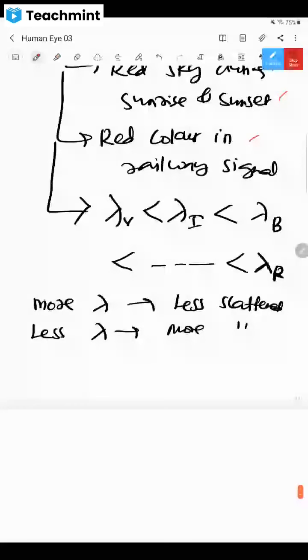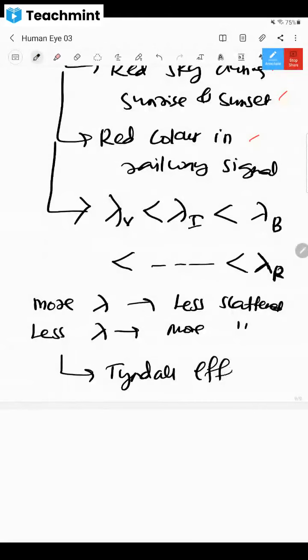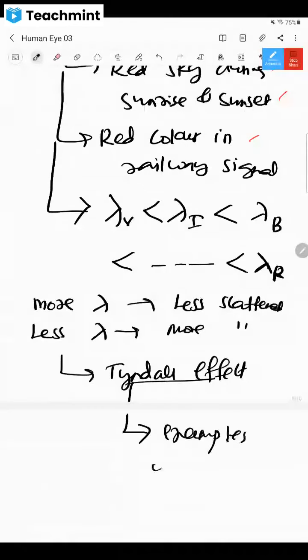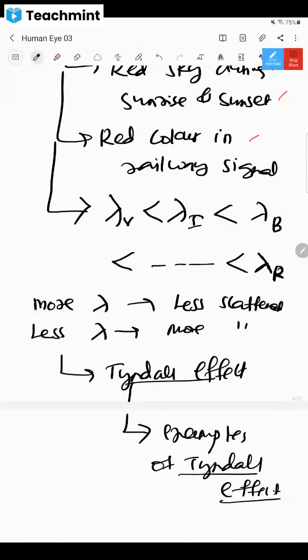And after that, we studied one concept called the Tyndall effect. What is the Tyndall effect? Okay, examples of the Tyndall effect. Do you remember examples of the Tyndall effect, dear children? Correct? Yes, sir. So I think the chapter is over.